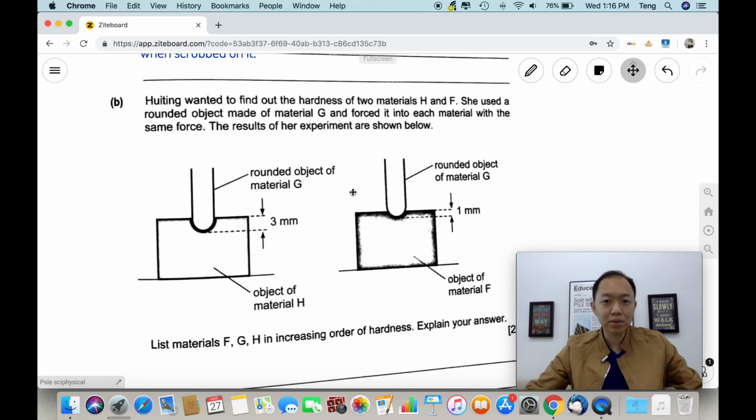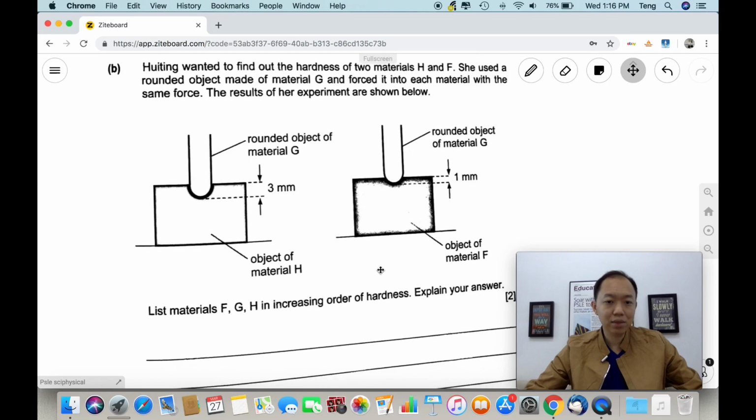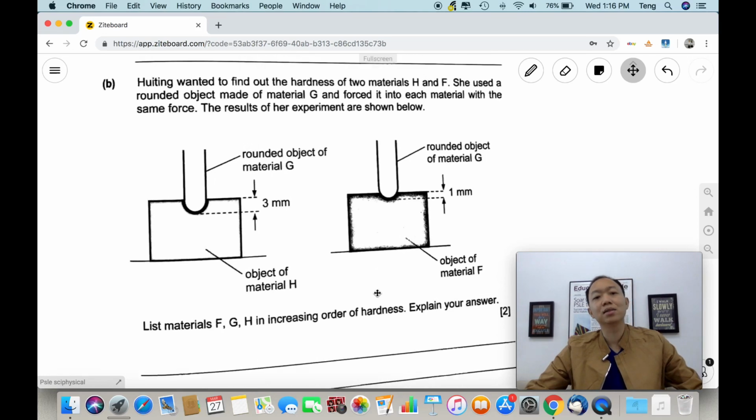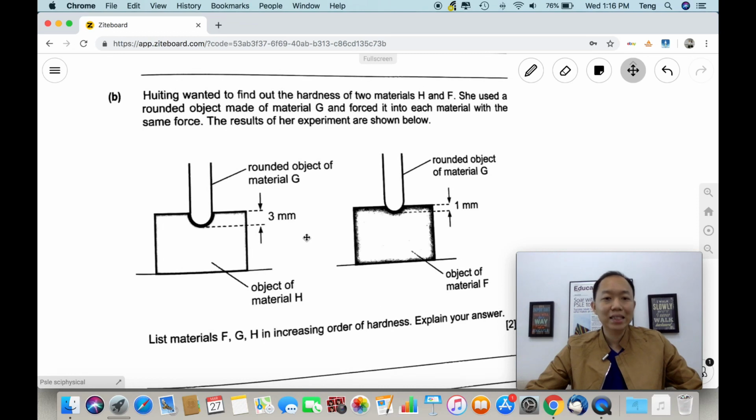Okay, so the results of the experiment are shown below. Rounded object of material G. So you got two different types of material. One can go in deeper, the other one cannot. So list materials F, G, H in increasing order of hardness. Obviously G is the harder one because G can scratch H, G also can scratch F. According to the experiment, G can scratch H more than F. Because when material G comes in, it can scratch 3 mm, this one only 1 mm, but none of them can scratch G. Did you see that?